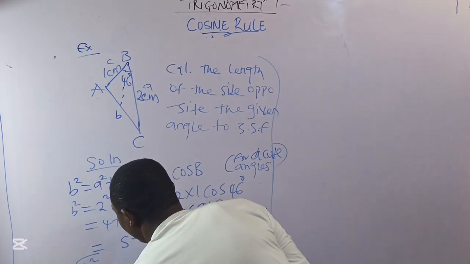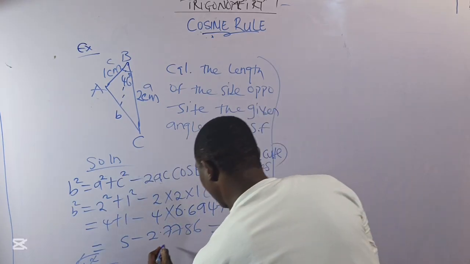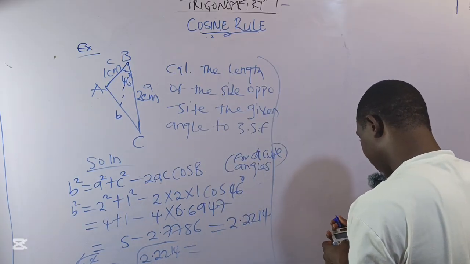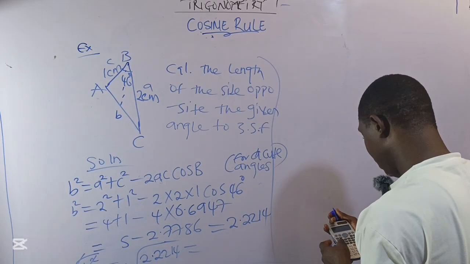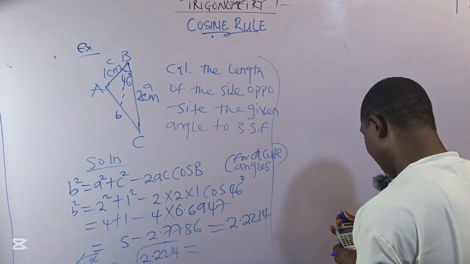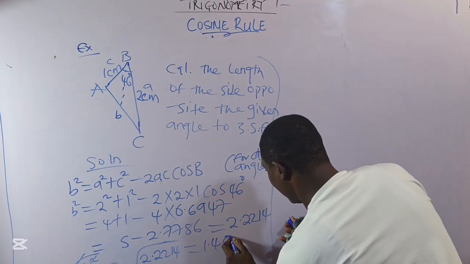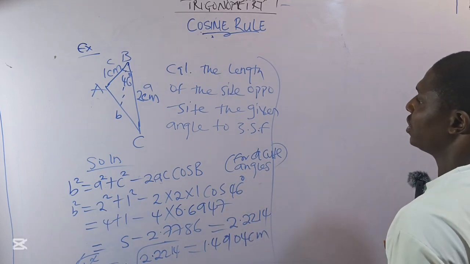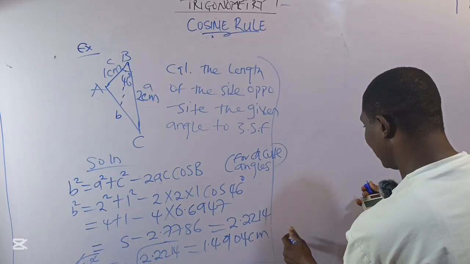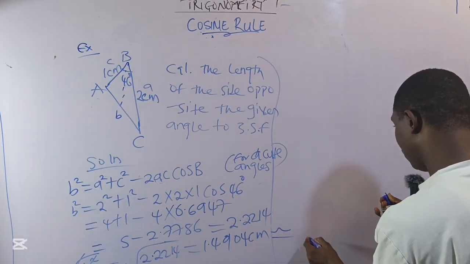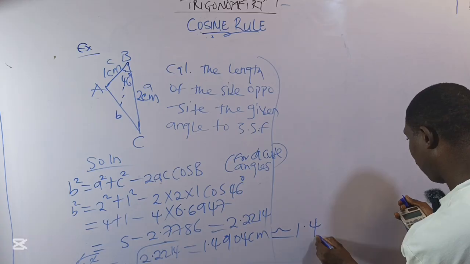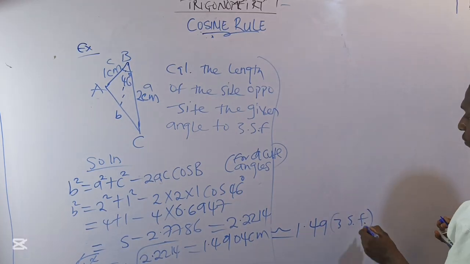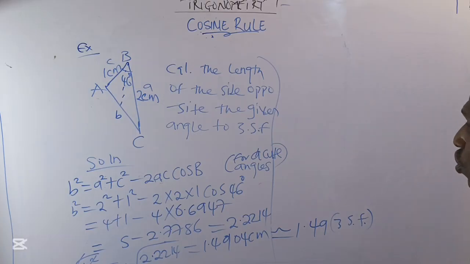So my b, square root of b will give me b. And square root of 2.2214 will give me 1.491904, which unit? Centimeter. But the question says to 3 significant figures, so they just want to see 3 significant figures, which is approximately equals to 1.49. And let me show you something.